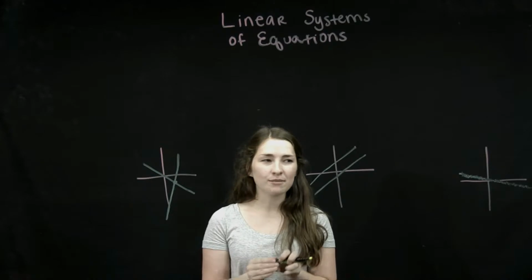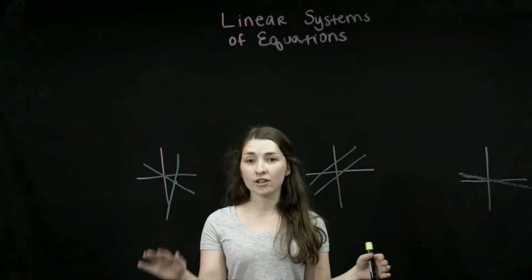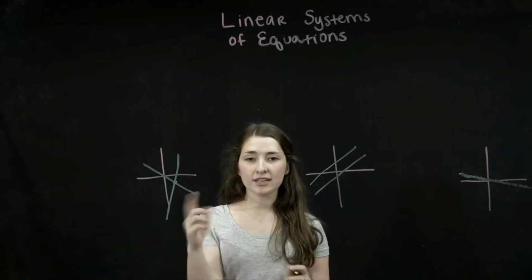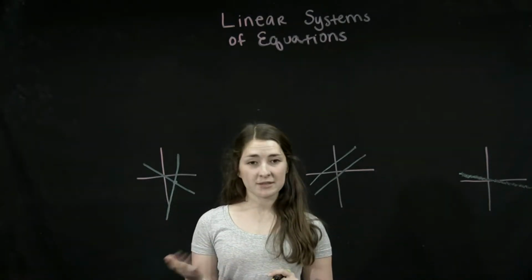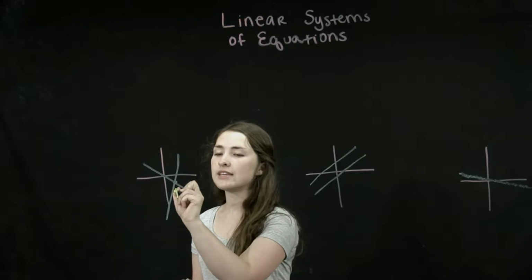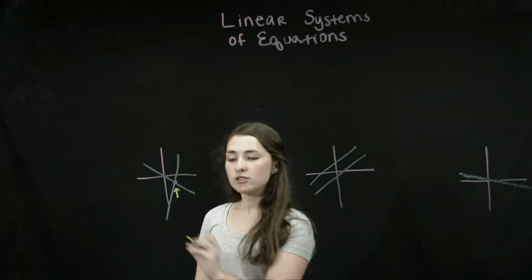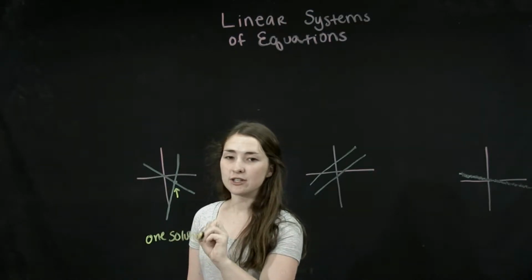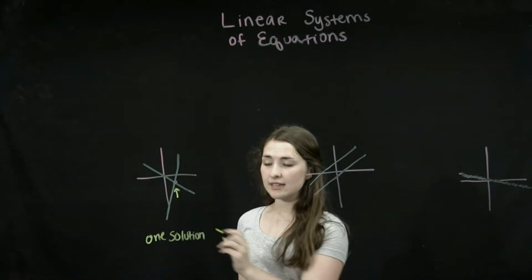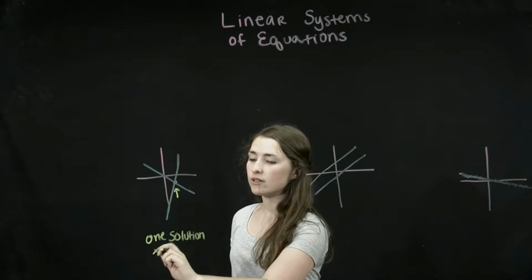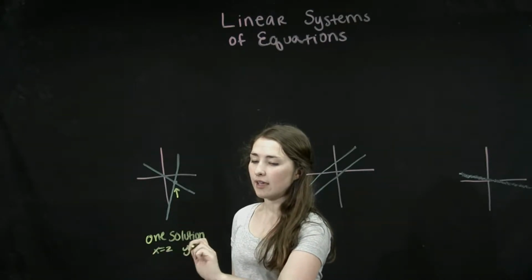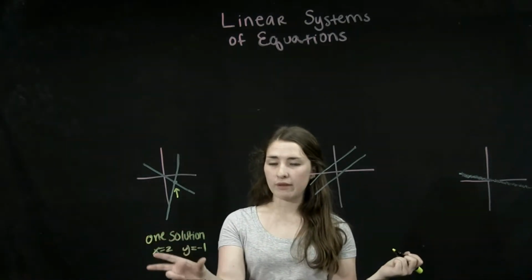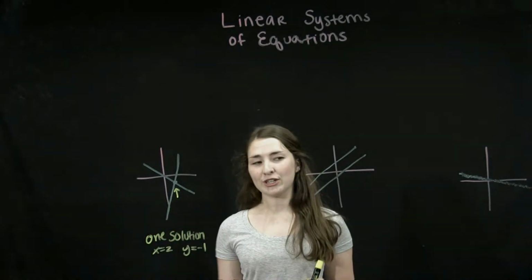So first, let's just remind ourselves what our solutions look like graphically. If we were to graph our two lines in our linear system, we might come up with something like this. You'll see that these two lines intersect exactly at this point, so this is our one solution. And if we were to solve this algebraically, we might find something like this: x equals 2, y equals negative 1. So we have only one solution.